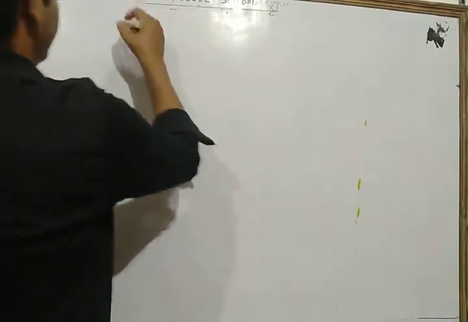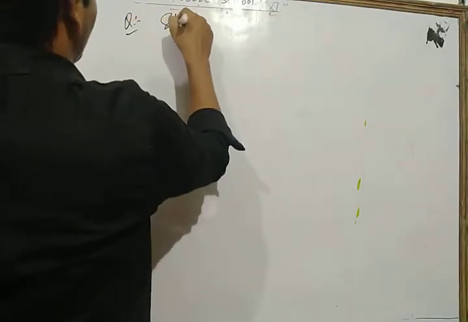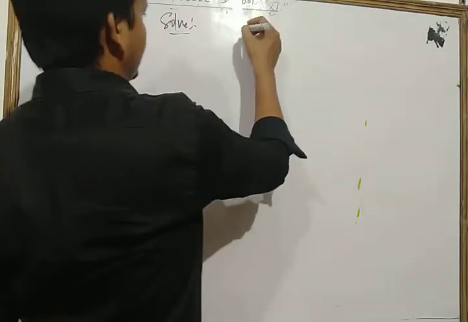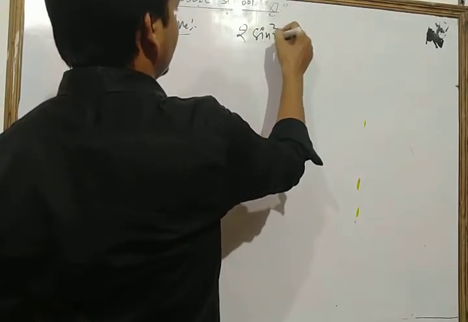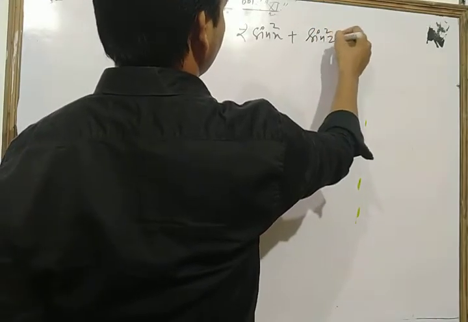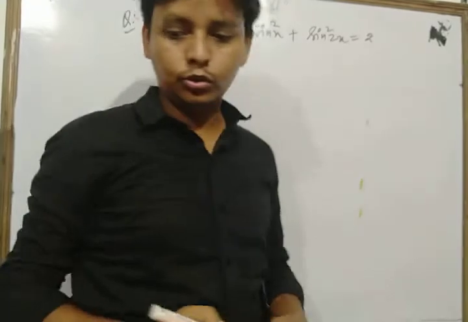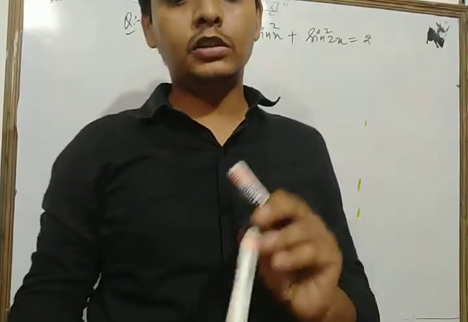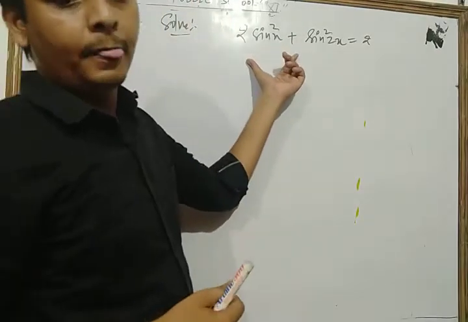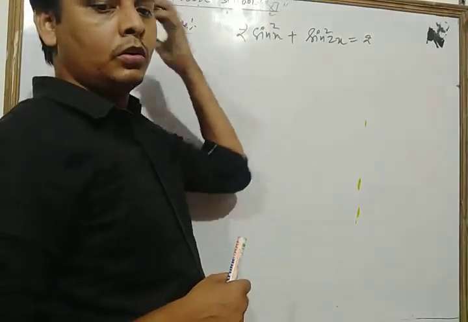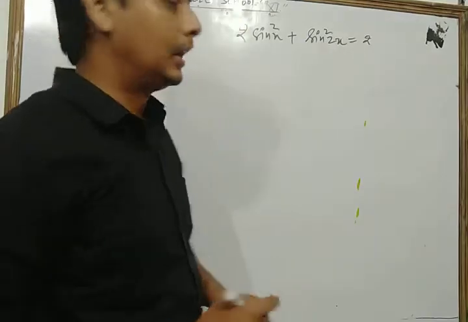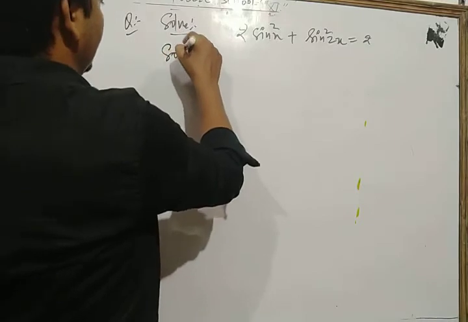Let's see the next question. Solve the trigonometry equation 2 sin square x plus sin square 2x is equal to 2. This is our question. Okay, so let's see. Here we solve 2 sin square x plus sin square 2x is equal to 2. Let's see its solution.